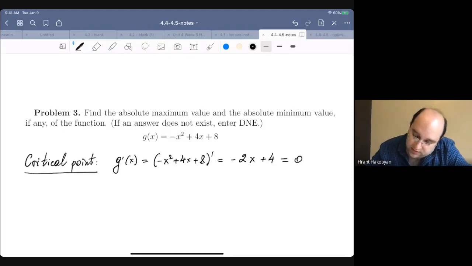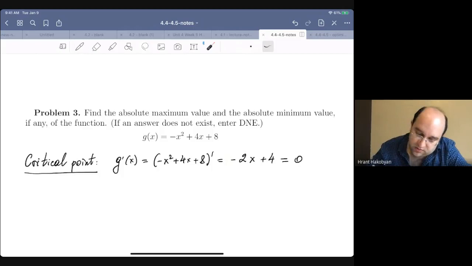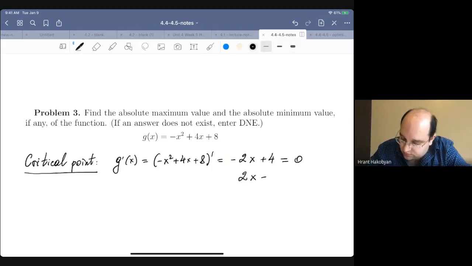I'm going to set it equal to 0 to find the critical points. So I get negative 2x plus 4 is equal to 0. If I solve this equation, I can take the 2x to the other side of the equation, and I get that 2x is equal to 4. So that means x is equal to 2, right? That's my critical point, or critical number.